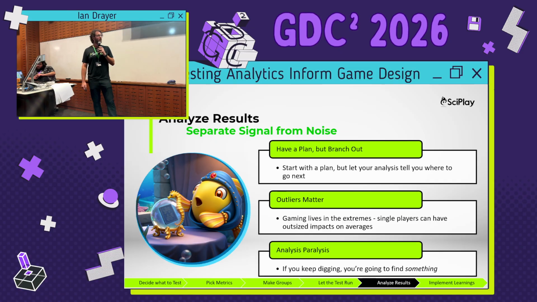And finally, if you've been digging for a while, you're going to find something. Stick with your plan. Don't just keep digging to find something. Let your data create your conclusions, and don't have your conclusions create your data, create what you're looking for.